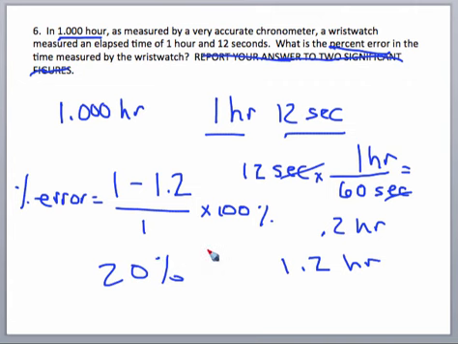And always look at your numbers and see if they make sense. 20% of 60, when you think about it, we're off by 12 seconds, so that should make sense.